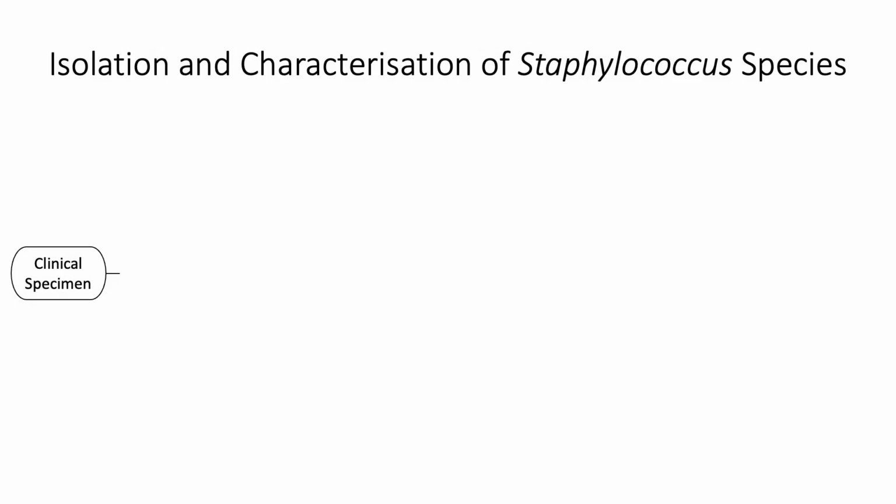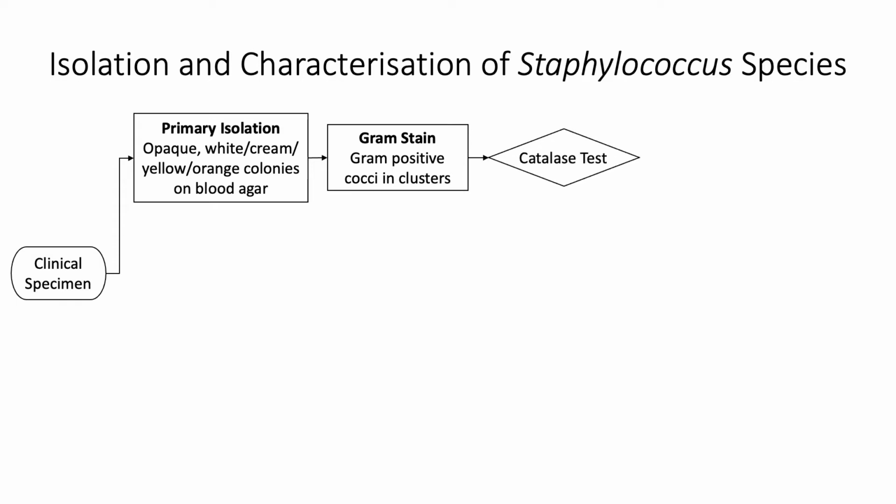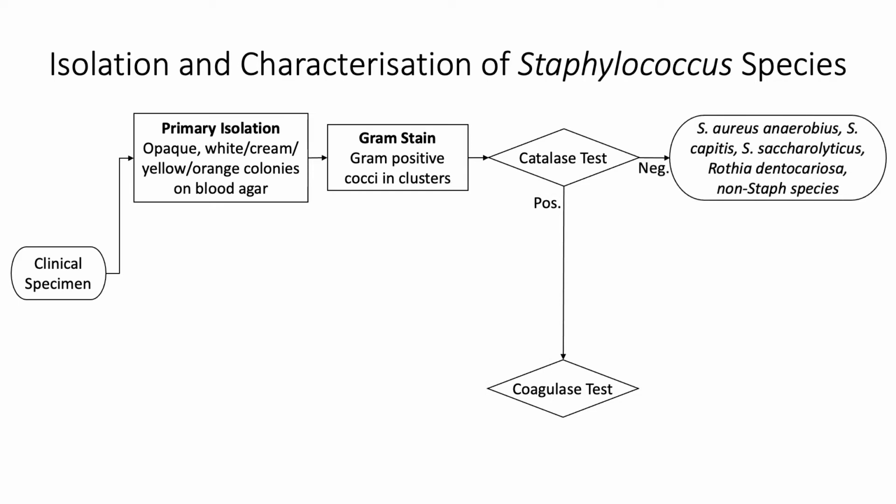Biomedical scientists commonly use flowcharts for specific identification of different bacterial species. A clinical specimen that is isolated as opaque cream or yellow colonies and that stains as a gram-positive cocci growing in clusters would be indicative of a Staphylococcus species. This could be confirmed with a catalase test, as almost all Staphylococci are catalase positive. Whilst a catalase negative result does not rule out a staphylococcal infection, other organisms should be investigated.